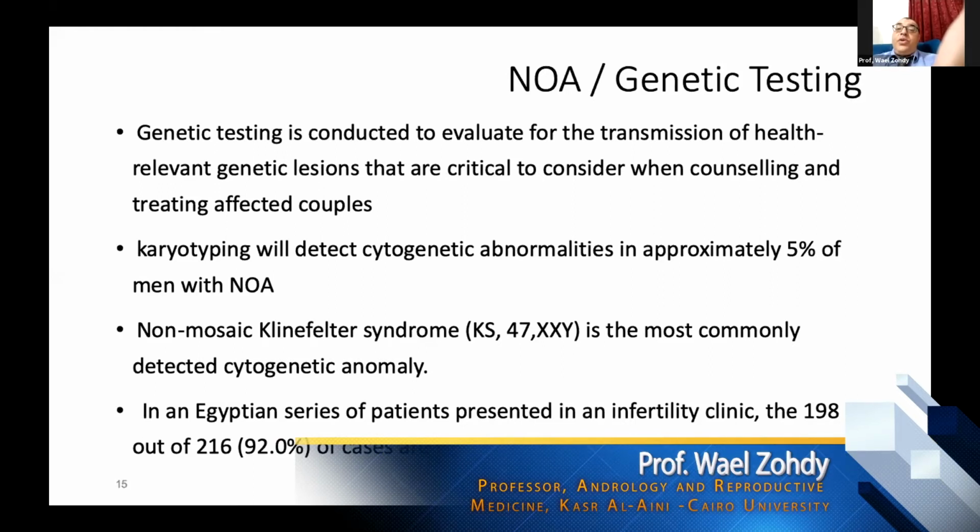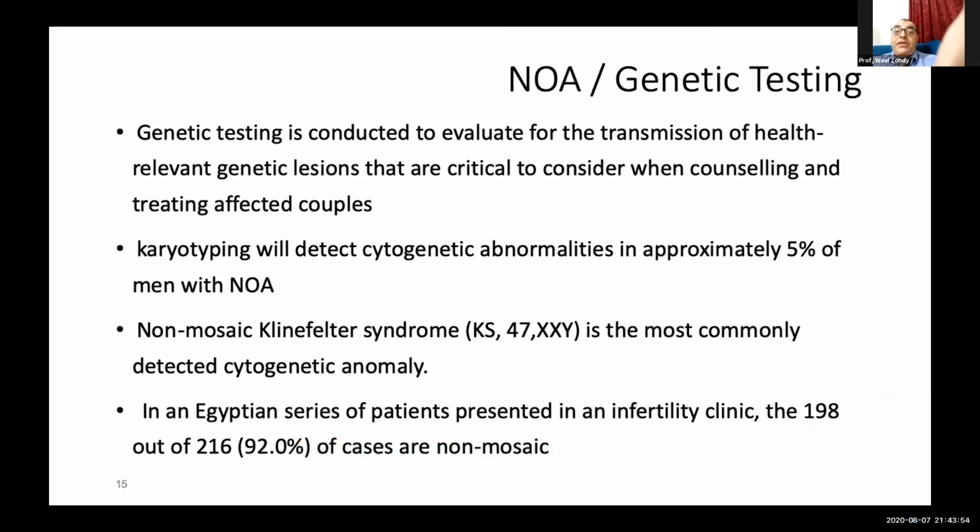Genetic testing is conducted to evaluate the transmission of health-relevant genetic lesions that are critical to consider when counseling and treating affected couples. Karyotyping detects the most common cytogenetic anomaly, especially the non-mosaic type. In an Egyptian series including more than 200 patients, non-mosaic Klinefelter accounted for about 92% of the cases.